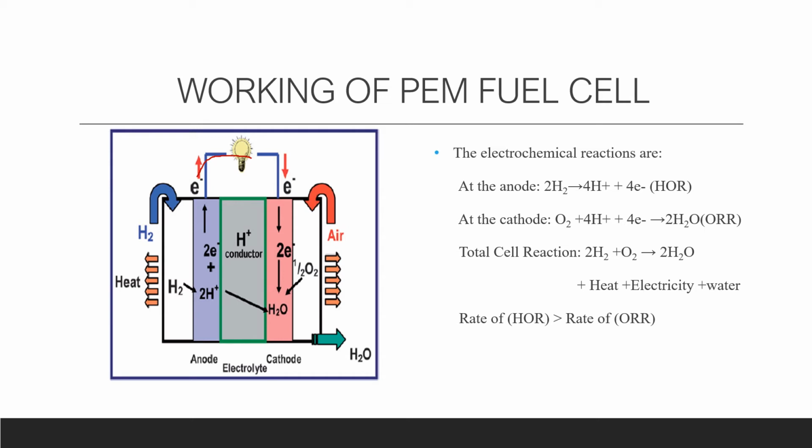So what are the electrochemical reactions that take place here? At the anode, the hydrogen will split into protons as well as electrons, and this is called the hydrogen oxidation reaction. At the cathode, the protons and electrons combine with the oxygen to give water. So the total cell reaction is hydrogen plus oxygen combining to give water, along with the generation of electricity, which is the important criterion, then heat as well as water. Okay, so this is exactly how the PEM fuel cell works.